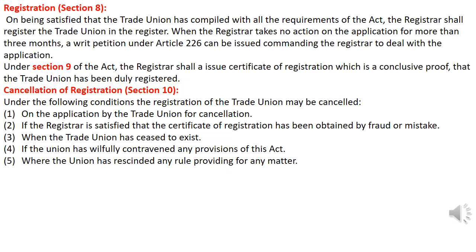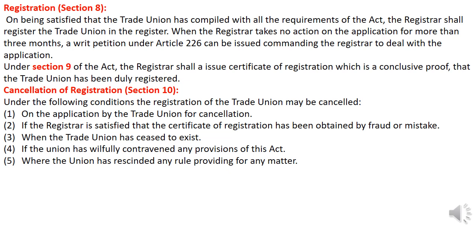And how can we cancel the registration? This is mentioned under section 10. If the trade union wants to cancel, they can make an application, and if the registrar thinks that the certificate was given by mistake, or there is a fraud in the application, then he can cancel the registration. And when the trade union ceases to exist, then cancellation of registration takes place.